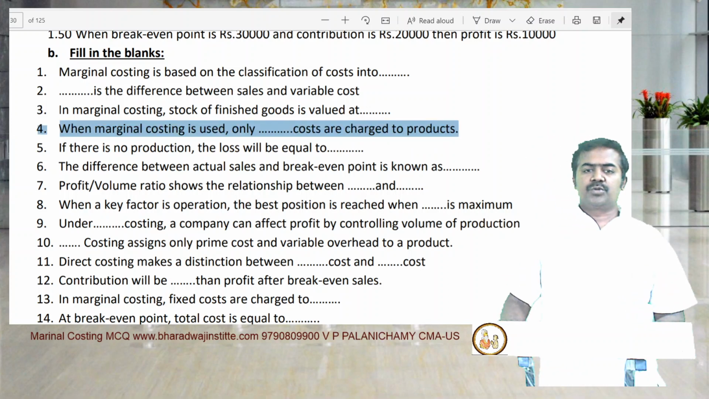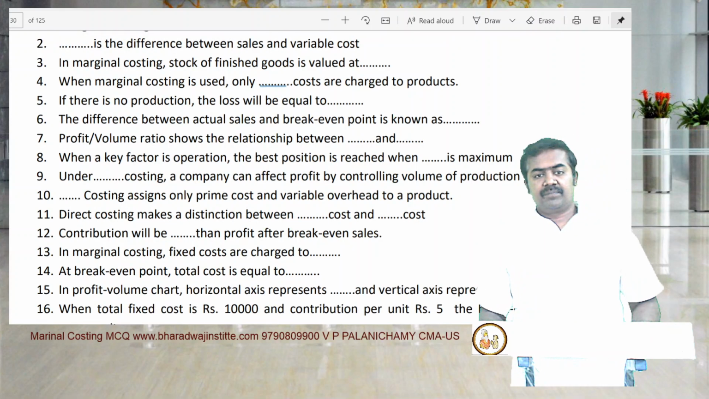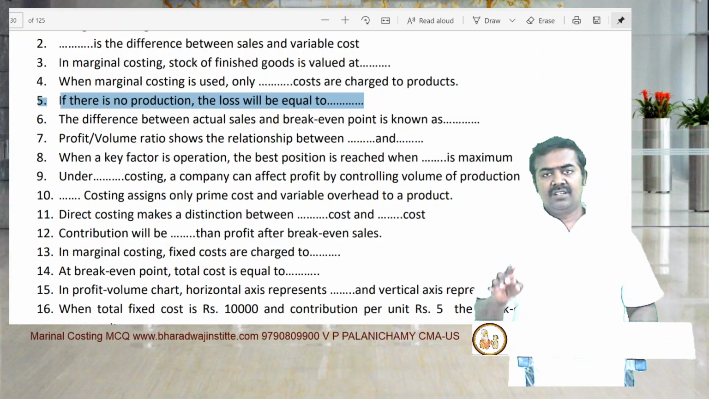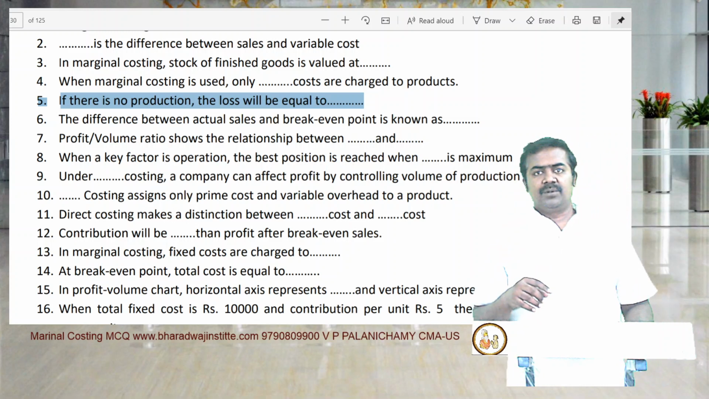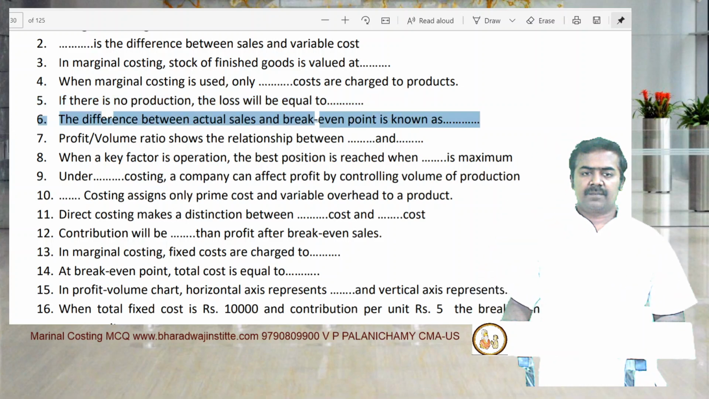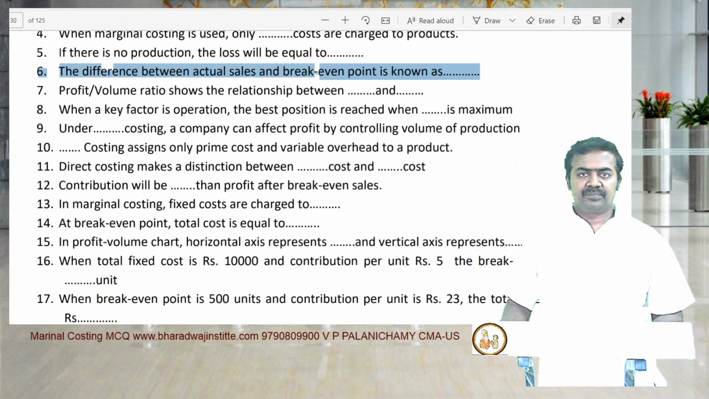When marginal costing is used, only variable cost can be charged to products. If there is no production, sales is 0, variable cost will be 0, loss will be equal to fixed cost. The difference between actual sales and break-even point is known as margin of safety.